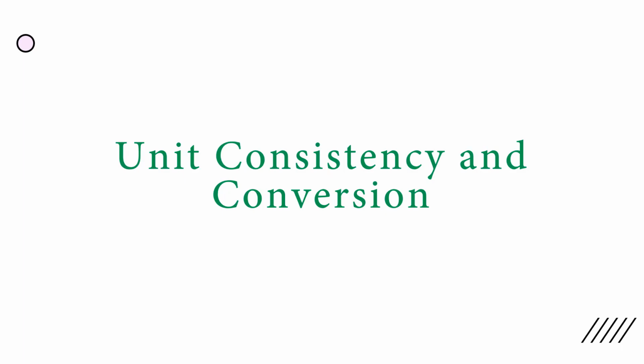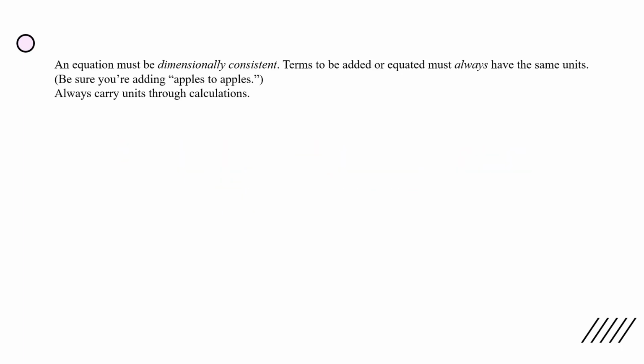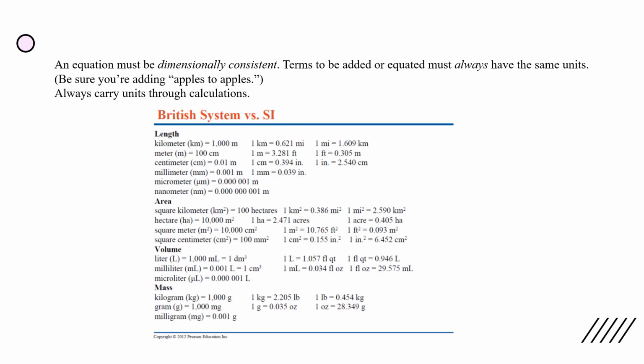Conversion of units is also done when you want to express units into other systems of units. So for example, if you want to convert a measurement from SI or the metric system to the British system or vice versa. So here is a list of some conversion factors.